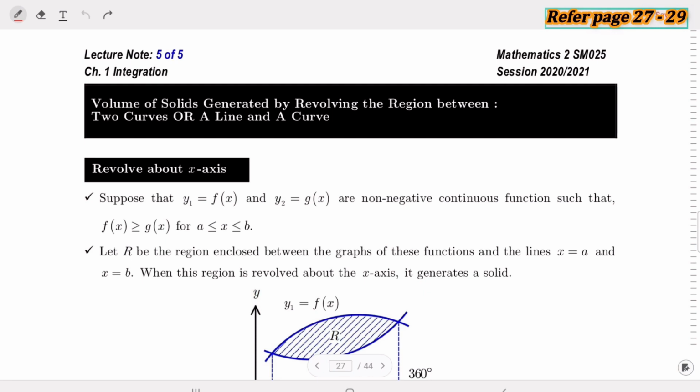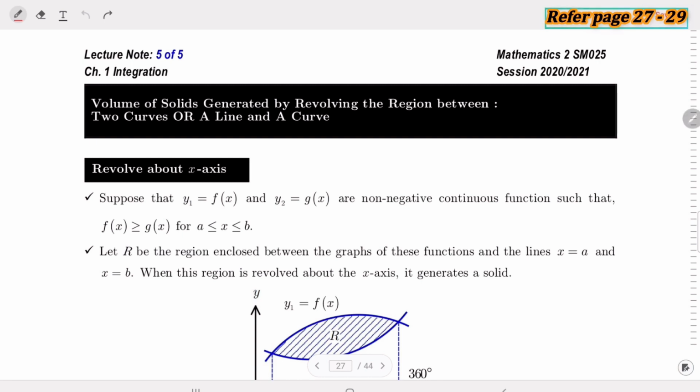Okay, next lesson. We're going to find the volume of solids generated by revolving the region between two curves, or a line and a curve. Simply, to find the volume of a region between two functions, whether the two functions are curves, or maybe one is a line and the other one is a curve.